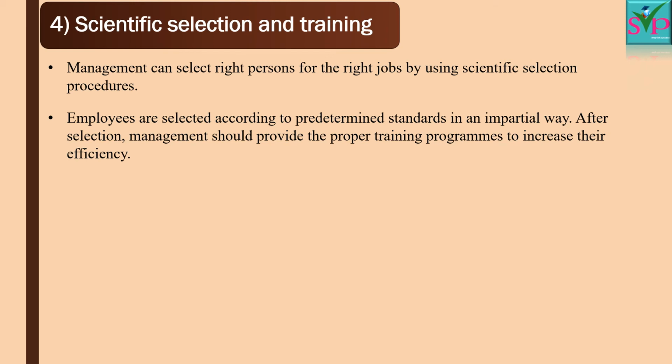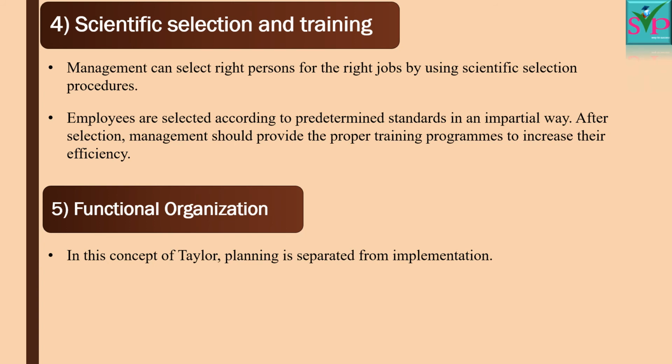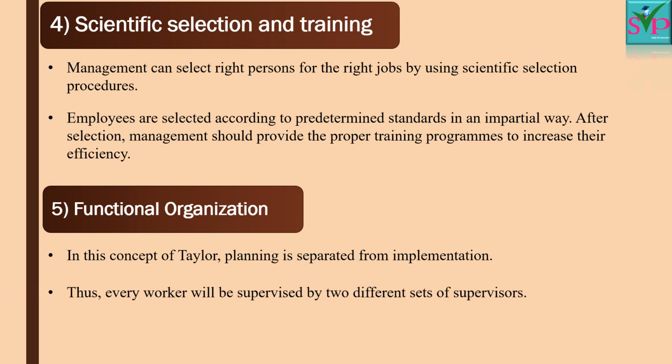Now, fifth technique is functional organization. In this concept of Taylor, planning is separated from implementation. Thus, every worker will be supervised by two different sets of supervisors. Here, in Taylor's functional organization, planning is separated from execution.